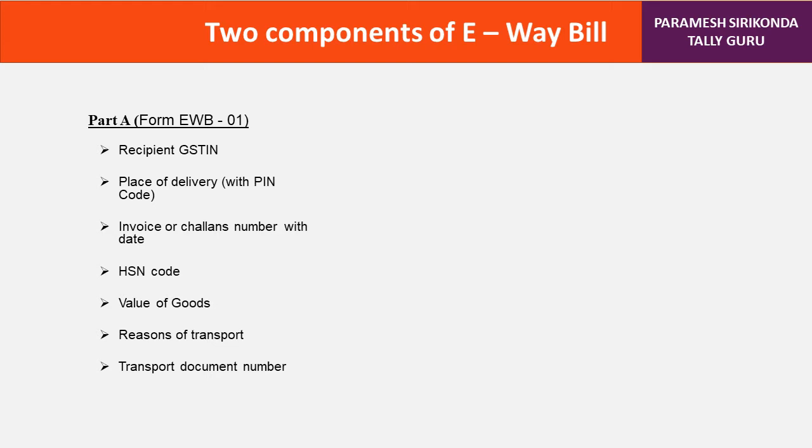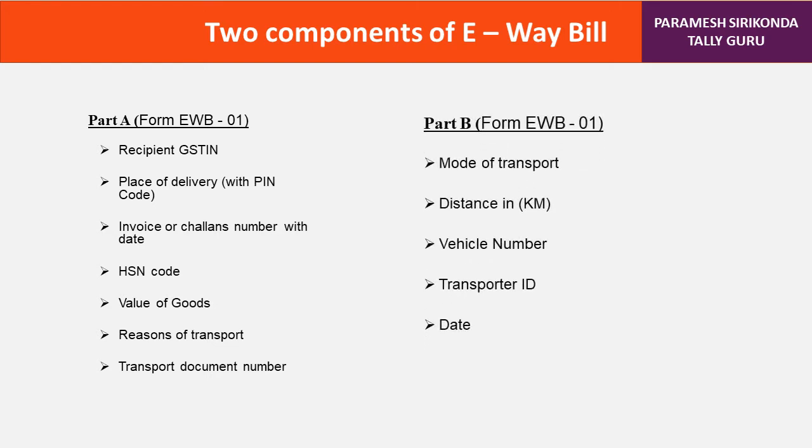And Part B contains information about transporter details, mode of transport, how we are transporting, which vehicle, and the distance, how much distance from which place to which place you are transporting, the distance between the two places, and the vehicle number. Mostly people use lorries and trucks, right? You have to provide those numbers also, and the transporter ID. Every transporter has an ID, right? You have to give that ID also, and the date.